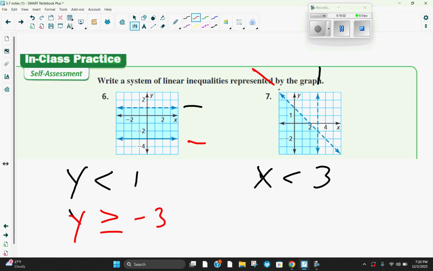Y-intercept is at 2. The slope is down 1 over 1, so it's a -1 slope. So I'm going to have Y. The shading is below, right here. So it's below that. So it's going to be less than. It's dotted, so it won't include the equal sign. We already said it has a -1 slope, so -x, and then a y-intercept of 2. And there you go. That's how you write 2 equations from a graph. That's how you write a system.